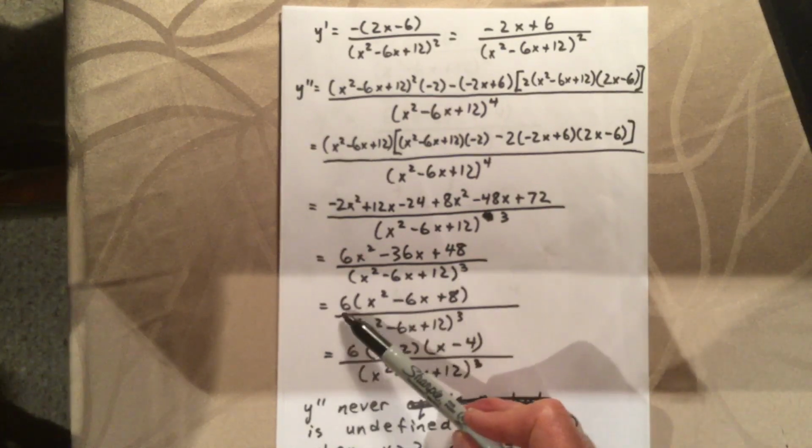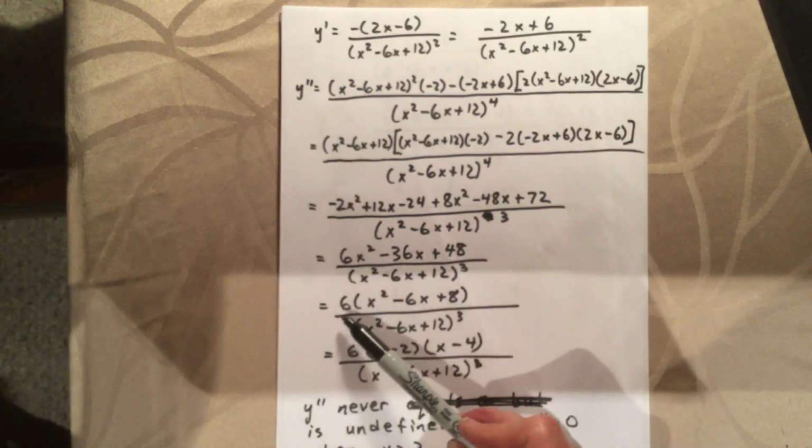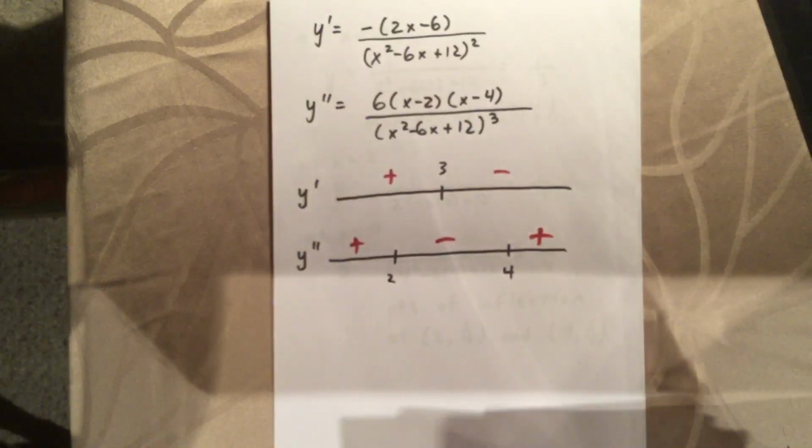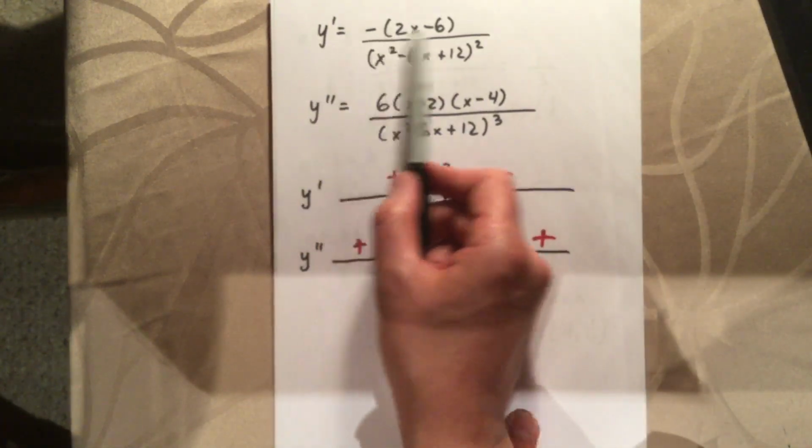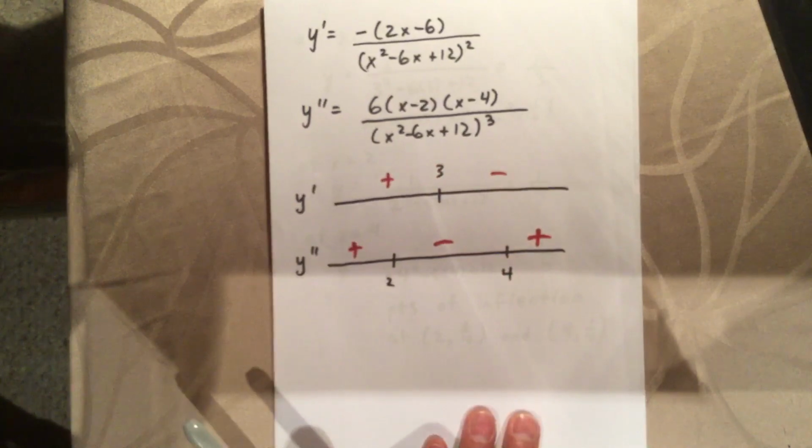Then we see we can do a little bit of factoring. We common factor out the 6, and then we see we can factor this trinomial to x minus 2 times x minus 4. So that means that y double prime is never undefined, but y double prime can equal 0 when x equals 2 or x equals 4. The numerator equals 0 when x equals 2 or x equals 4, but the denominator, as we've said earlier, never equals 0. Okay? So we've got an expression for our first derivative and an expression for our second derivative.